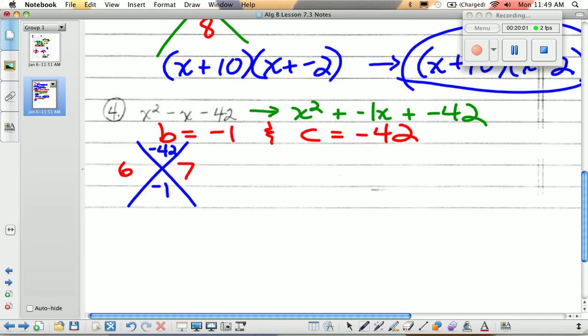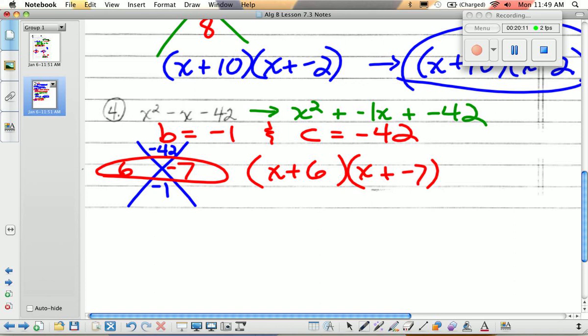The 7 is going to have to be negative. So there's my two numbers that my factors need to end with. So x plus 6, x plus negative 7, cleaned up, x plus 6, x minus 7.